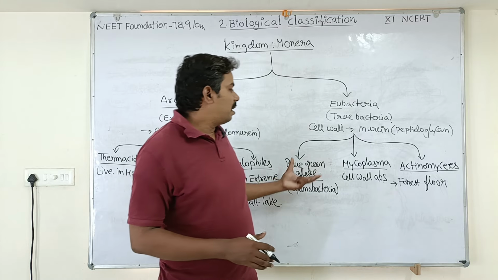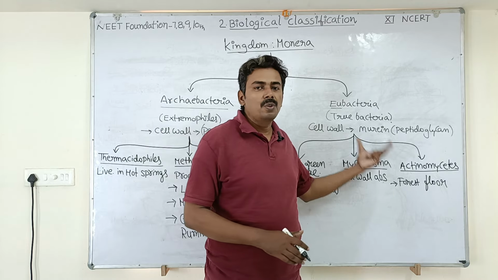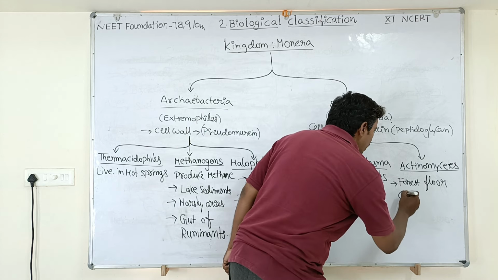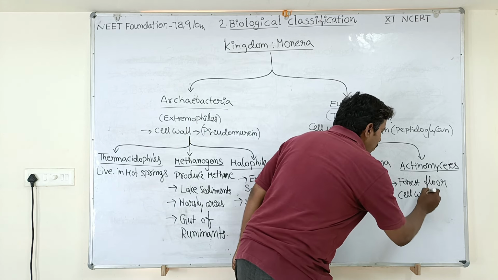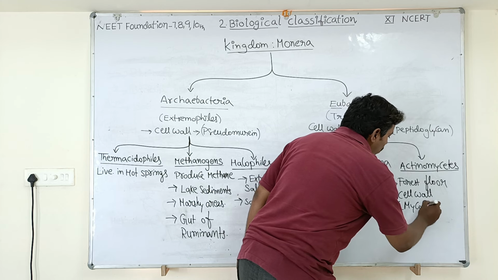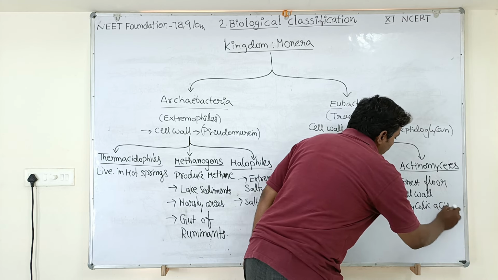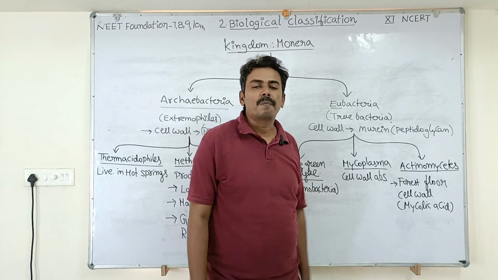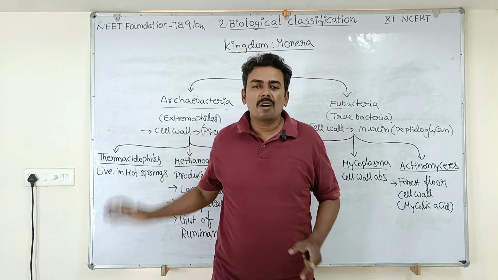Okay. So these are the three types of eubacteria. And the actinomycetes bacteria has a different type of cell wall material, which is called mycolic acid. Mycolic acid cell wall material is present in this particular group of bacteria. Come on students, copy down this.